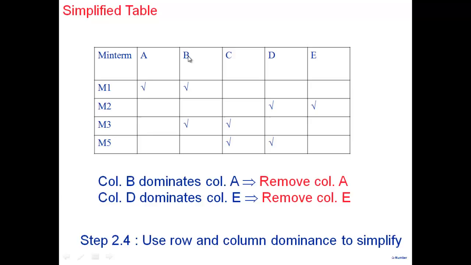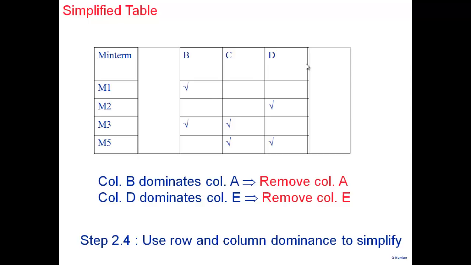Make sense or not? So B is covering what? M1 and M3. And A is covering only M1. So if I eliminate A, it doesn't matter. B is covering M1 and is also covering something else, M3. On the other hand, if I eliminate B, then I'm in trouble. Right? So it says if there is column dominance, column B dominates column A, column D dominates column E, eliminate the other column here. Eliminate it here, and we have column D which dominates column E, eliminate it here. Gone. Right? So our table becomes even simpler.